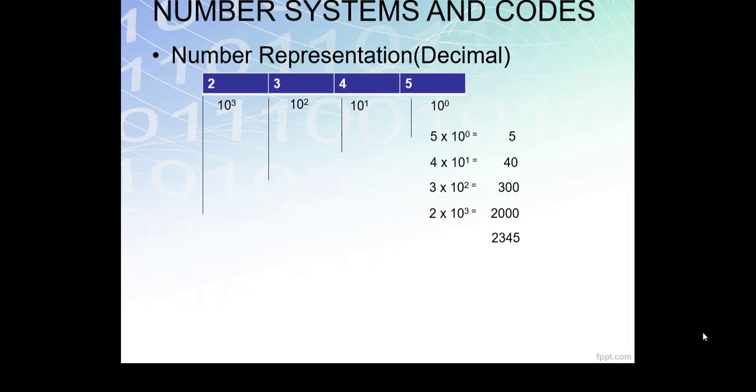So within decimal, the positional weight is used for representing a number with the value.